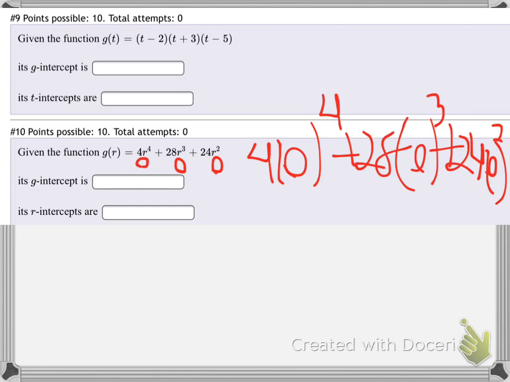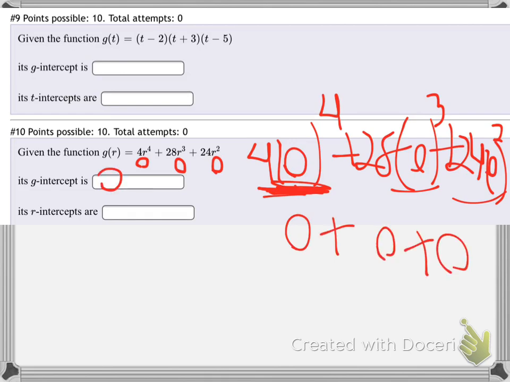It doesn't matter, because 0 times anything is 0. 0 to the fourth is still 0. It's just 0 plus 0 plus 0, and so we just have 0. I guess it'd be the output. You plug in a 0, you get out a 0 here, because every term has an R in it, and so they'll all be zeroed out.